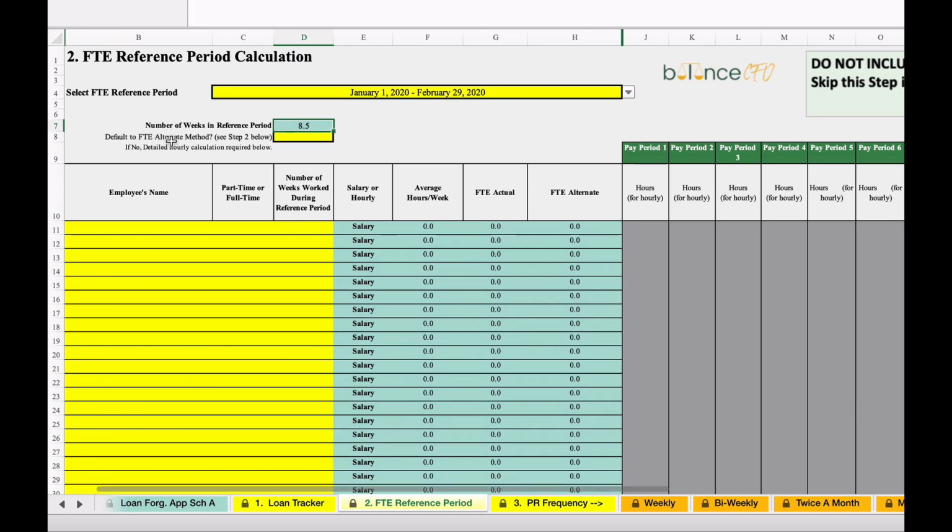What this means is, do we want to just go with the easy method, where we count a part-time employee as 0.5 for every week that they work? Or do we want to get more granular and calculate the whole amount? If you are worried about your FTE calculation, it can be beneficial to do both the actual amount and the alternate, compare them, and pick the one that's most advantageous, but it does require more work. So if you're saying, I actually don't want to do the work, I'm just going to say yes, we're going to default to the alternate.